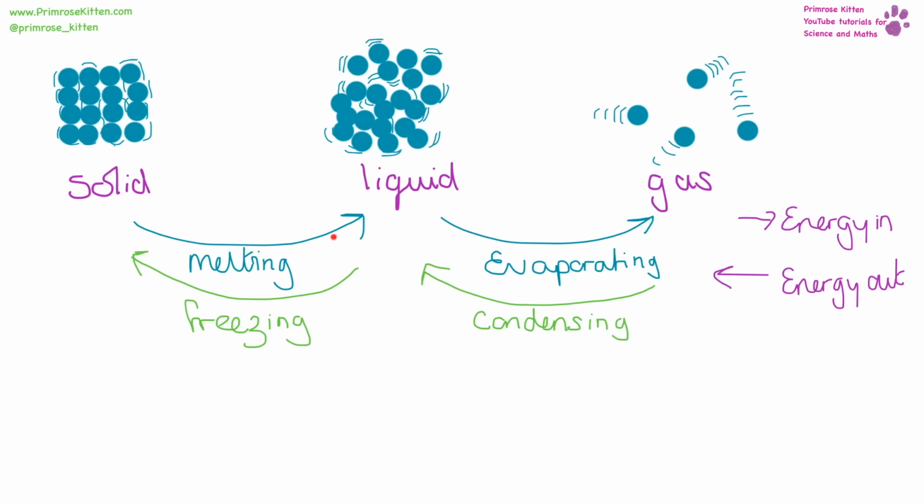Going from a solid to a liquid is melting. From a liquid to a gas is evaporating. Going in this direction, we are putting energy in. Going in the other direction, energy is coming out. So from gas to a liquid, it is condensing. From a liquid to a solid, we are freezing.